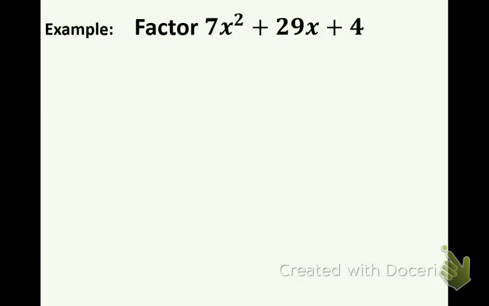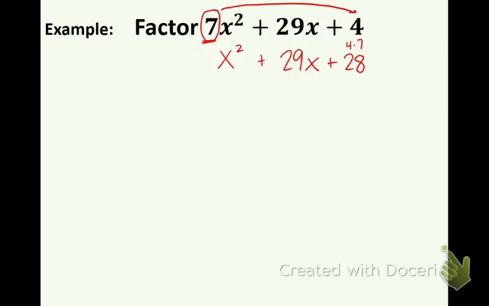7x squared plus 29x plus 4. Please take note that the number in front is not a 1. So first thing is circle the 7 and draw an arrow to the 4. So we are sliding. That's the very first step. When you slide, the x squared comes down, the 29x comes down, and now we have 28 because 4 times 7 is 28. Now we're ready to use the x method because the number in front of the x squared is now a 1. So take the 28 at the end and put it up top.